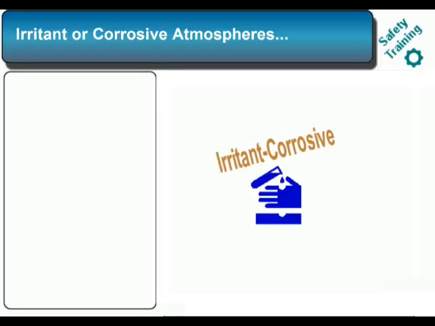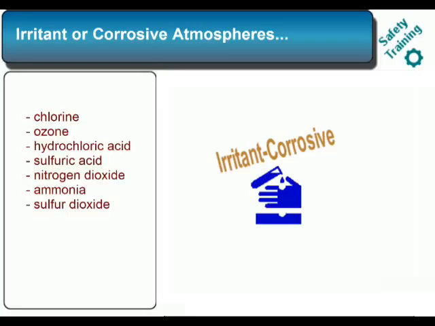Examples of irritants are chemicals such as chlorine, ozone, hydrochloric acid, sulfuric acid, nitrogen dioxide, ammonia, and sulfur dioxide. Prolonged exposure at irritant or corrosive concentrations in a confined space may produce little or no evidence of irritation.